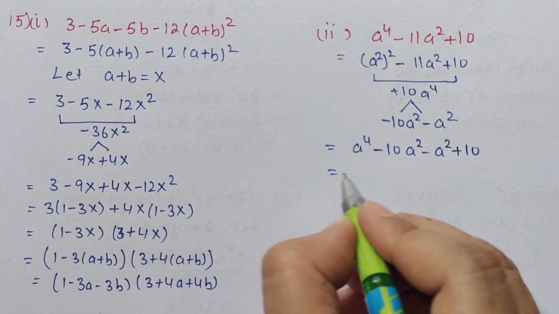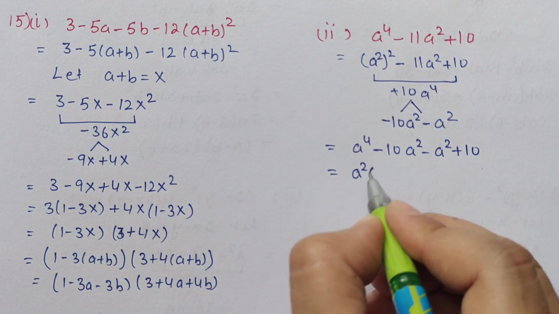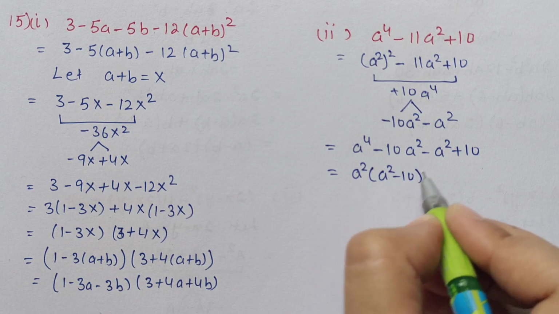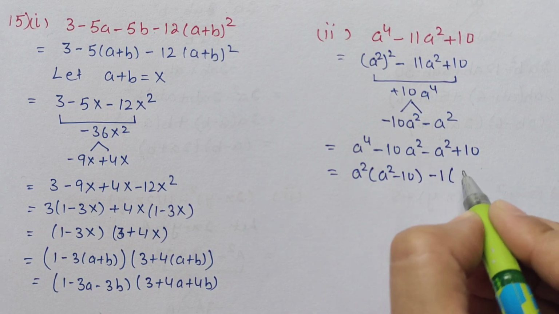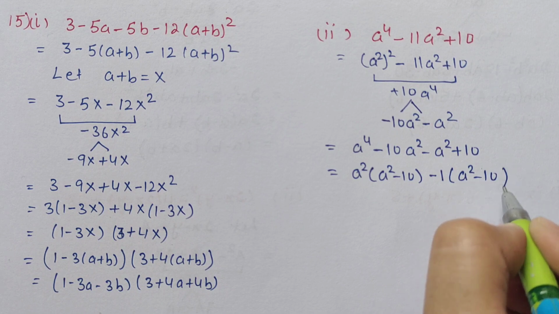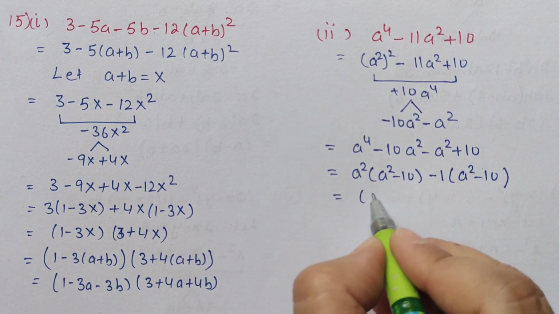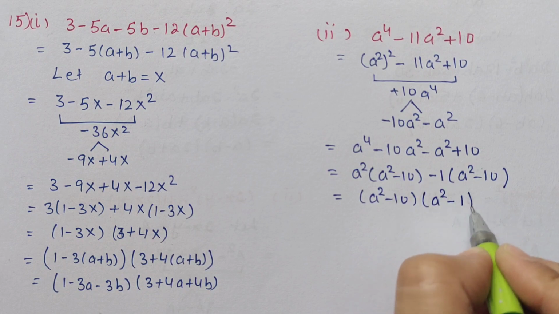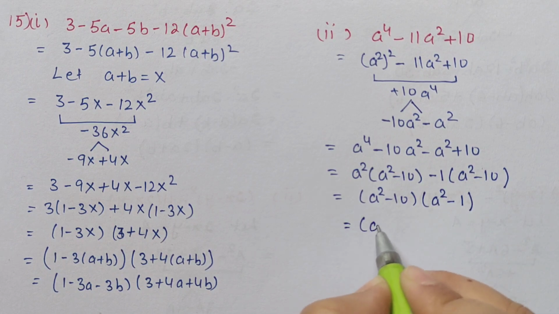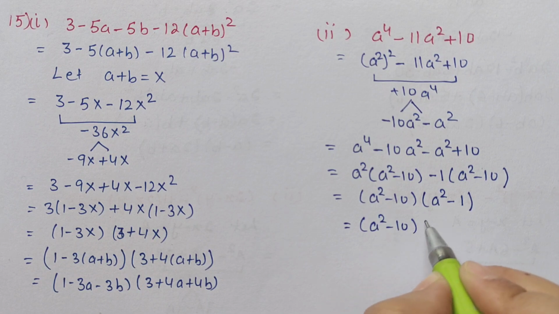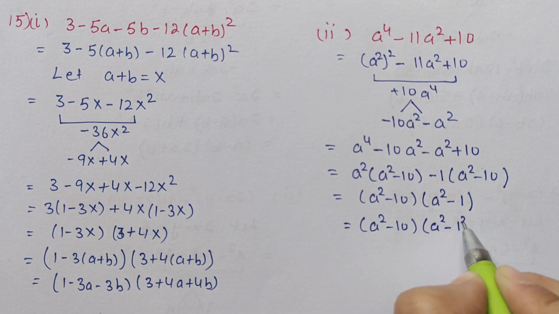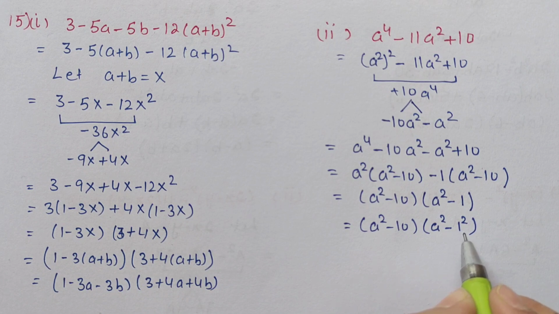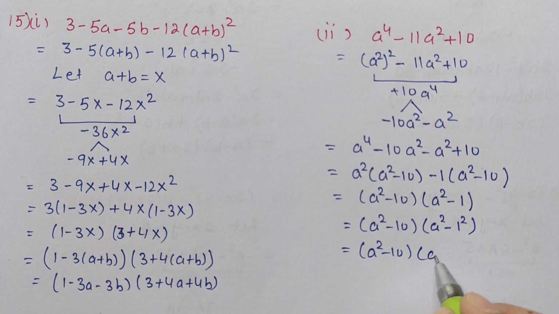From the first two, a square we can take out common, inside the bracket a square minus 10. From the last two, minus 1 is common, a square minus 10 will be inside the bracket. So our factors are a square minus 10 and another factor is a square minus 1. This one we can treat as 1 square. So a square minus 1 square. The a square minus b square formula we can apply here. We can write it as a plus 1 and a minus 1.